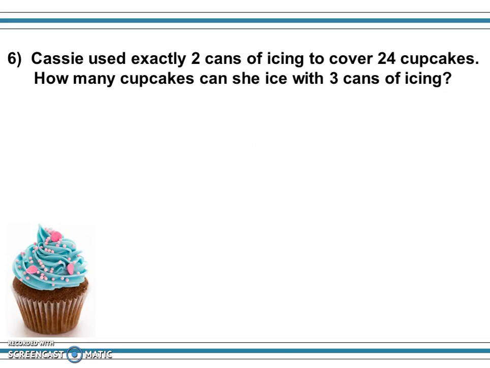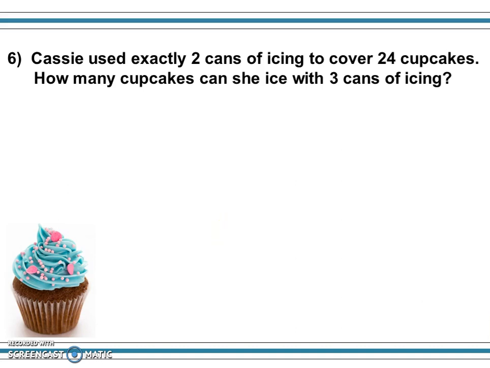All right, number 6. Cassie used exactly 2 cans of icing to cover 24 cupcakes. How many cupcakes can she ice with 3 cans of icing? All right, I'm going to have you guys pause the video here. On your sheet, you have a spot that you can try to set up a proportion and solve it. And then when you think you have it, hit play to check your answer.